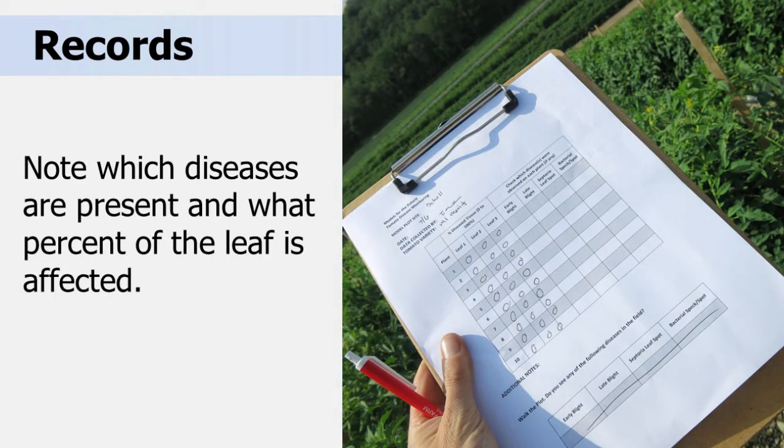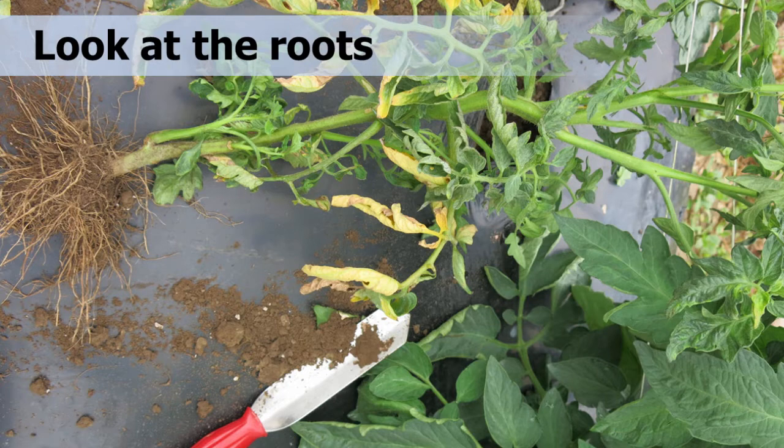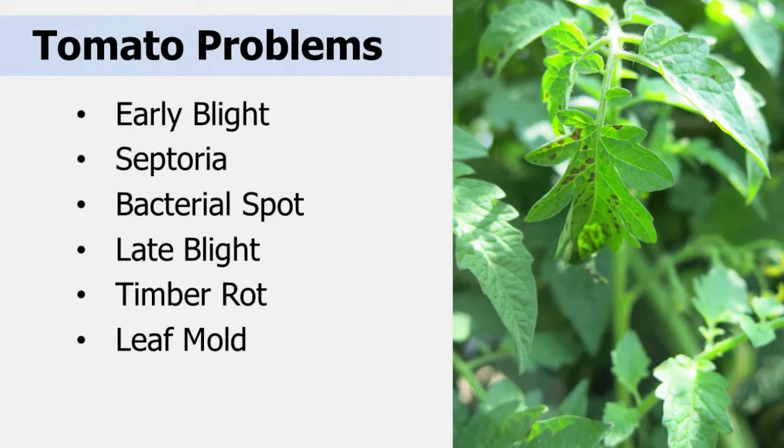Note which diseases are present and what % of the leaf tissue is affected. It is important to scout each cultivar separately and note which ones are affected most. In some cases, you will also need to look at the roots in order to determine what is happening to your plant. Let's look at a few common problems and their symptoms.